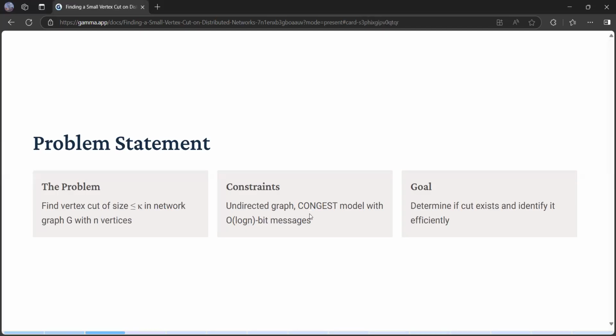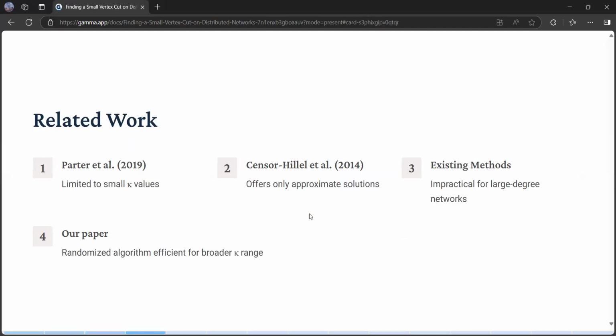So, moving on to the related work we found about this paper. The previous approaches we learned about had certain limitations. The Parter paper from 2019 worked well for small k values like 1 or 2, but struggled with larger ones. And the Forster et al. paper offered approximate solutions which are faster, but less precise. Many of the existing methods were impractical for larger degree networks due to high complexity.